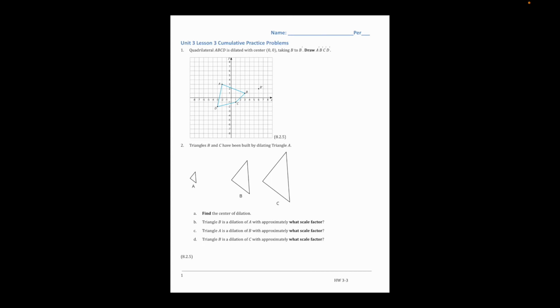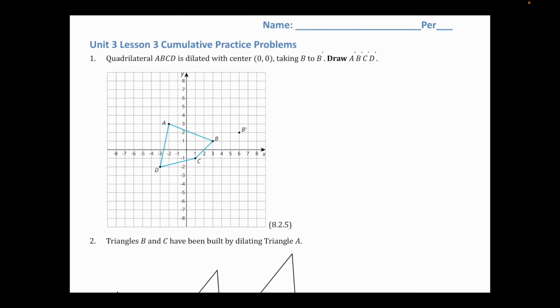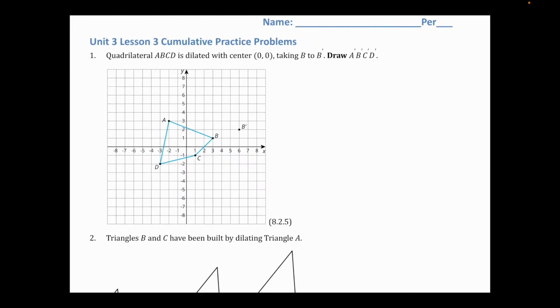Hey there, it's me, Miss B, and we are looking at the Unit 3, Lesson 3 Cumulative Practice Problems for Illustrative Math Geometry. So let's dive in here. We are talking about dilations in this assignment.